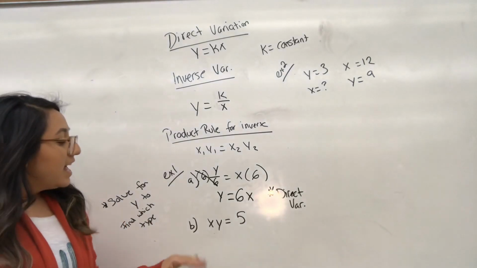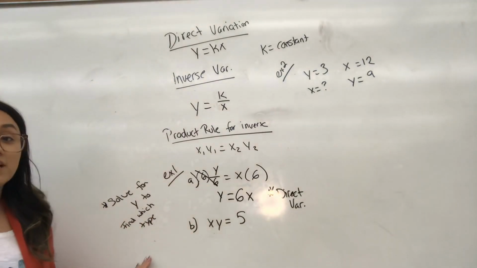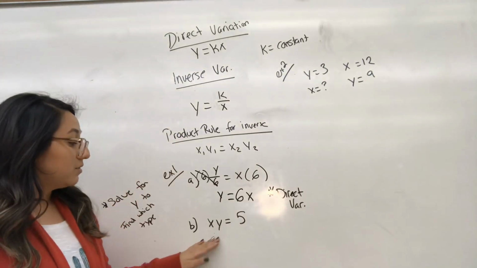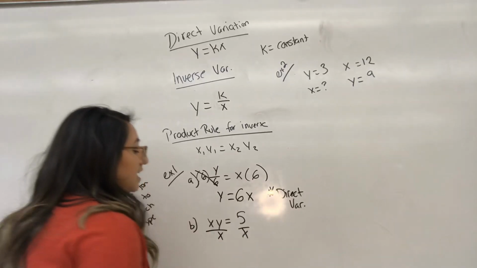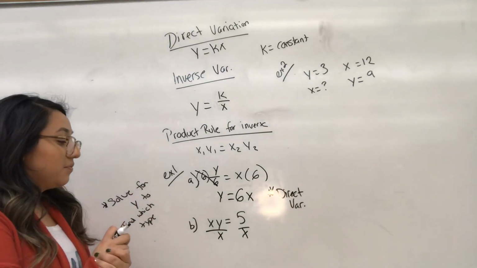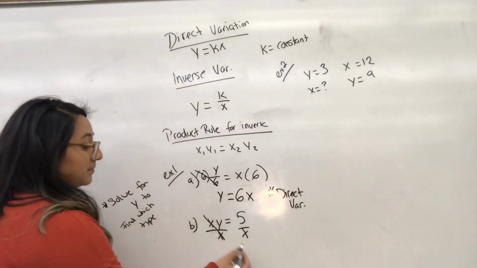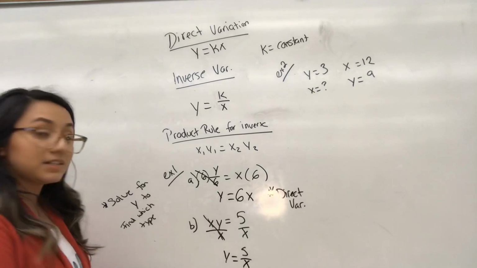Second one, x times y equals 5. Again, you're solving for y to find out which type of variation it is. To get y by itself, you divide both sides by x. When xy are next to each other, that means they are multiplying. So you divide the 2, and you have y equals 5 over x.